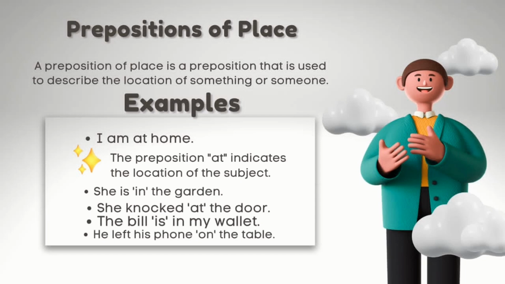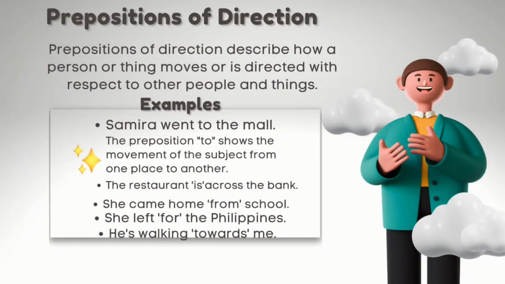Let us look at another type of preposition, and that is prepositions of direction. Prepositions of direction describe how a person or thing moves or is directed with respect to other people and things. That is the relationship between two nouns or pronouns in respect to movement. So a preposition of direction is not a static preposition. It indicates a continuous movement.